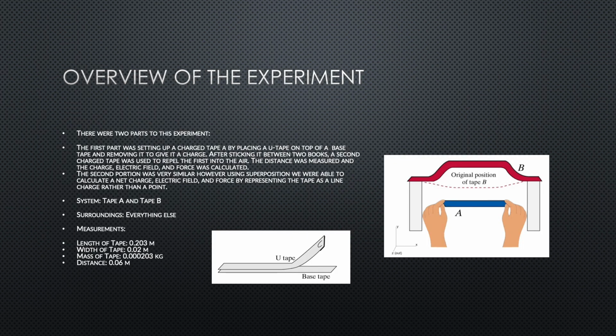As for the overview of this experiment, there were two parts, one of which was setting up the U-tape by putting it on top of a base tape, taking it off, creating a charge, putting it on two books, and then creating a second U-tape, repelling them from each other and measuring the distance to get charge, electric field, and electric force. And in the second part, it was the exact same, except you are representing the tape as a line of small point charges instead of one point charge. As for the system and surrounding of the experiment, the system is tape A and tape B, the surrounding is everything else, and the measurements for length, width, mass, and distance are below.